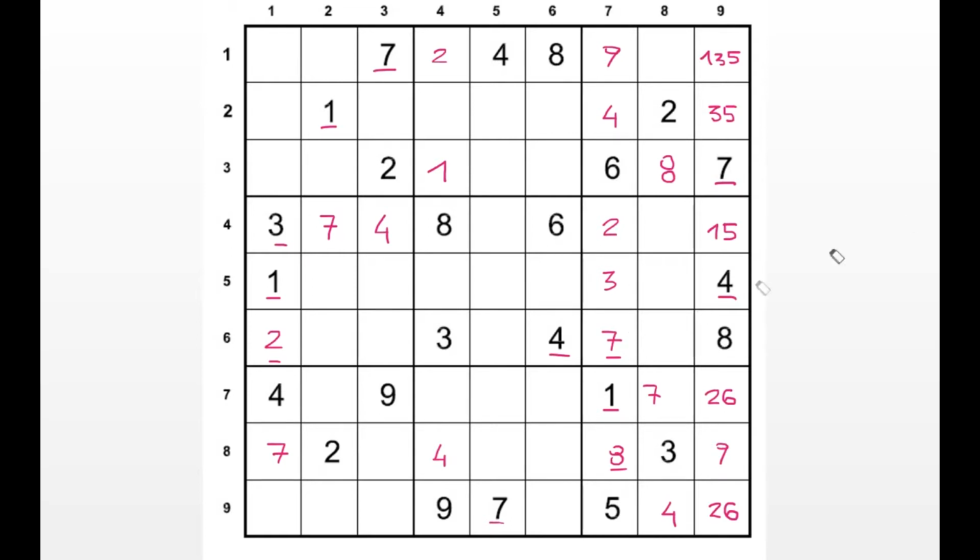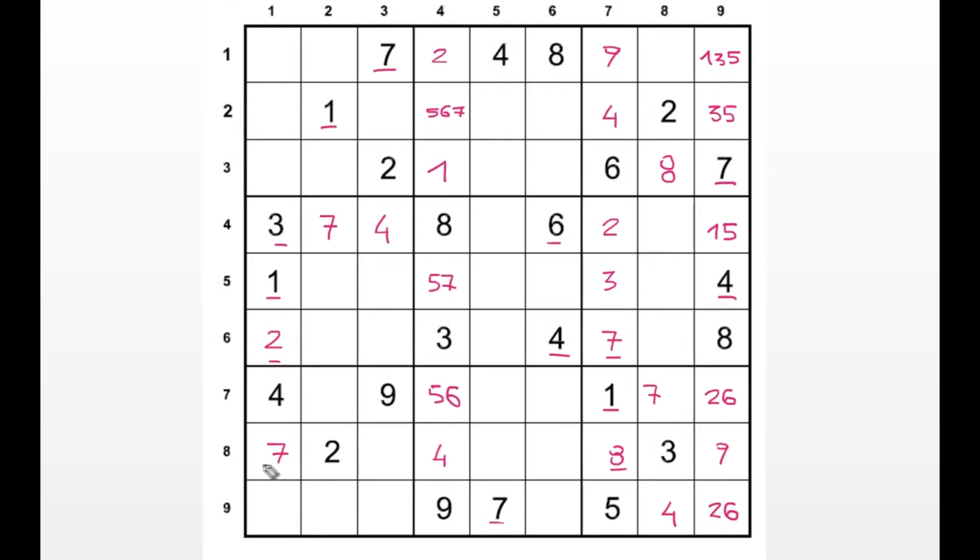Now we have 6 numbers in column number 4. The last 3 remaining numbers will be 5, 6, and 7. Here is a number 7, and here will be 5 or 6. Here will be 5 and 7 because there is a number 6 here, 5 and 7, and here will be all 3 numbers 5, 6 and 7.